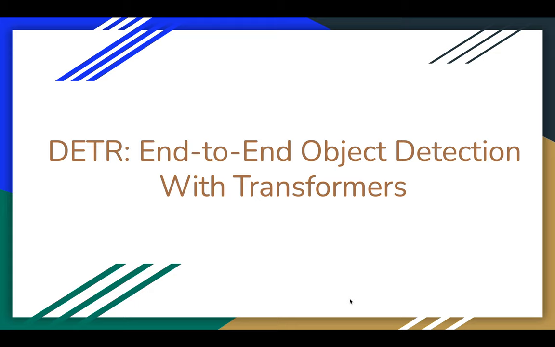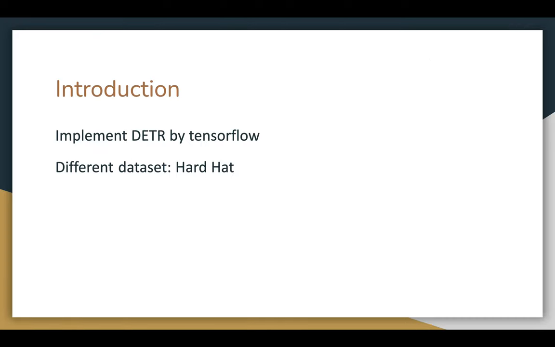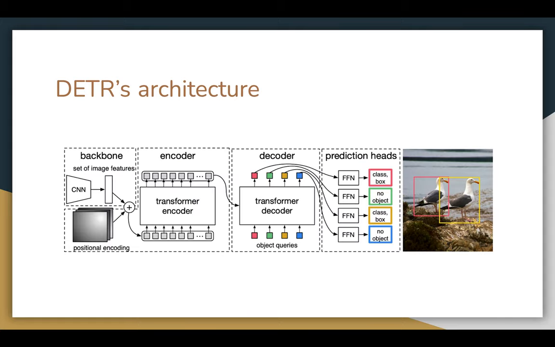Today we are going to talk about end-to-end object detection with transformers. In this research, we realized a model via TensorFlow and tested it on the hard-hat dataset. This slide introduces the architecture, consisting of CNN, positional encoding, transformer encoder, decoder, and prediction heads.